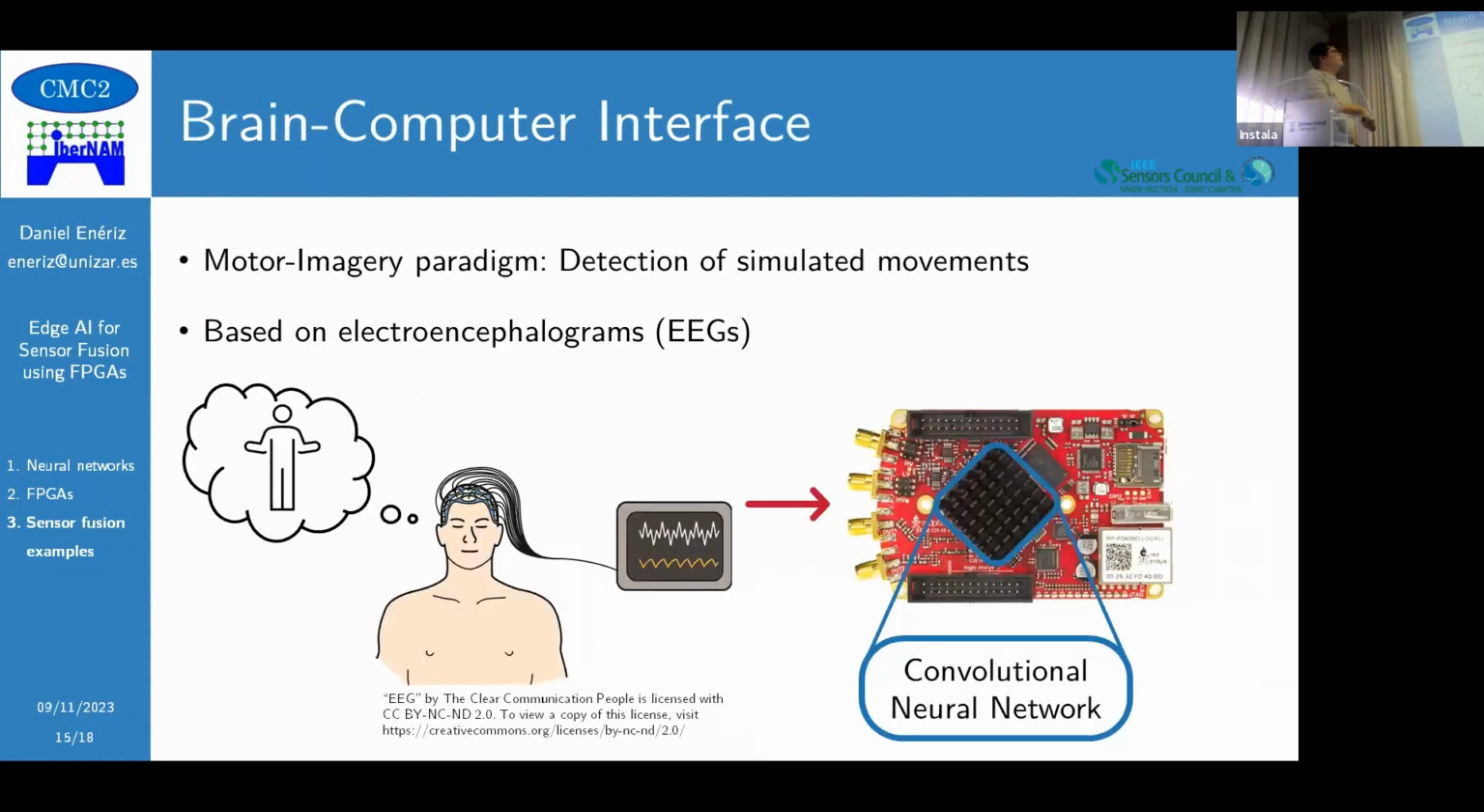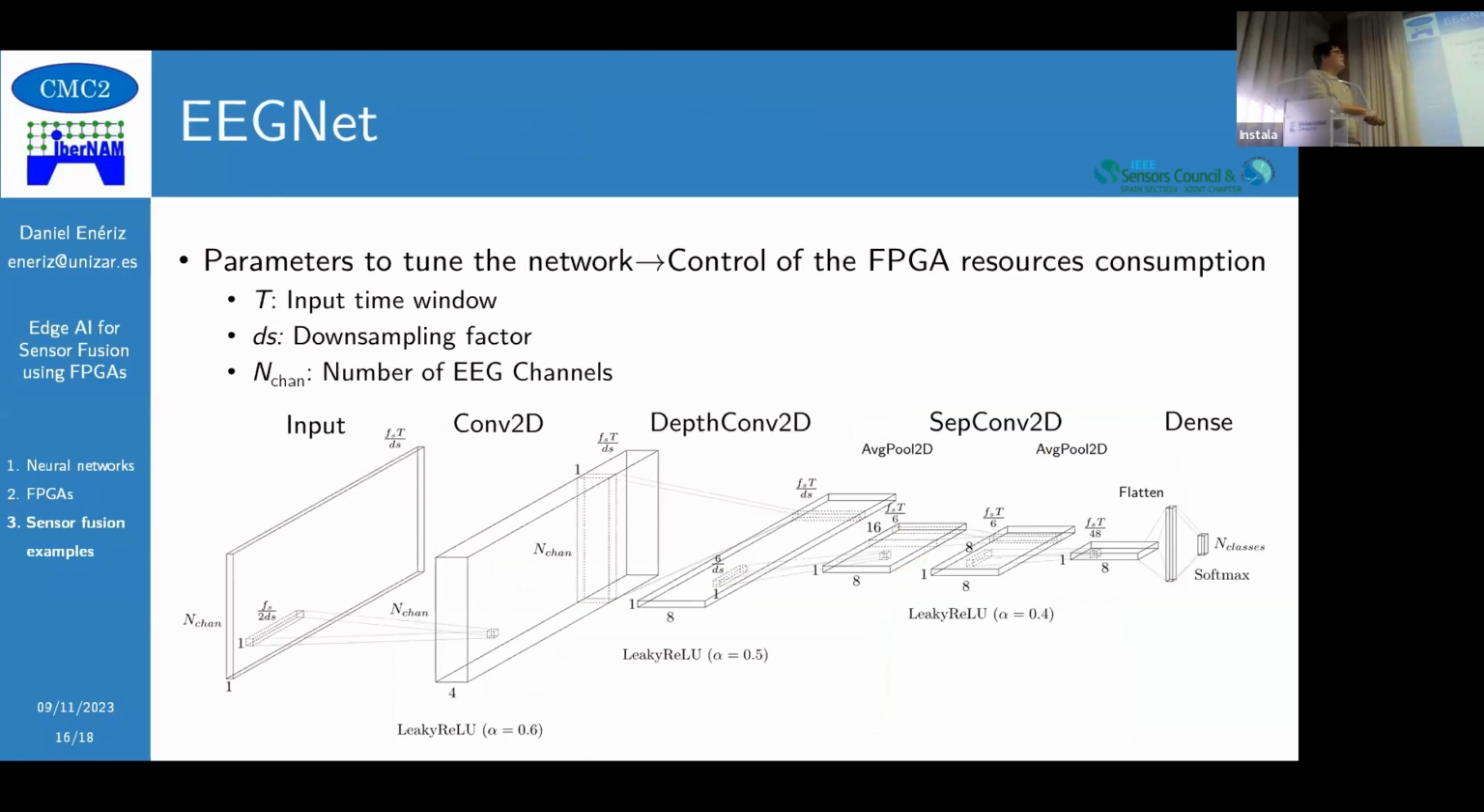And finally, we are working with a brain-computer interface. We are using the motor imagery paradigm, which is basically the detection of simulated movements that are meant but not physically done. And for this, we are processing electroencephalograms, EEGs, with up to 64 electrodes. This is the network we are using. It's a convolutional neural network that is called EEGNet.